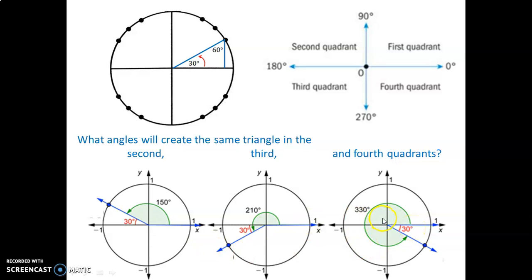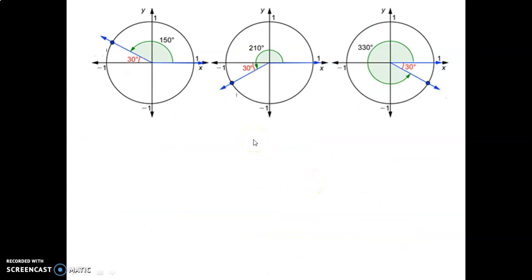Okay, if you were able to do that, then you have a pretty good understanding of what we've been doing with the unit circle so far and the angles. So looking at those three, let's fill this in. What do you think?